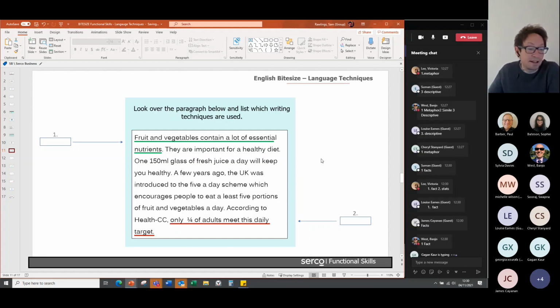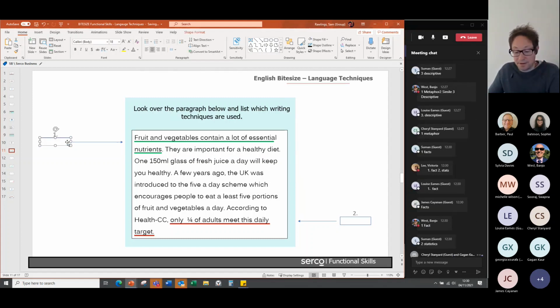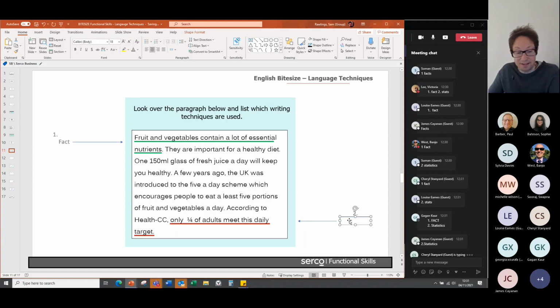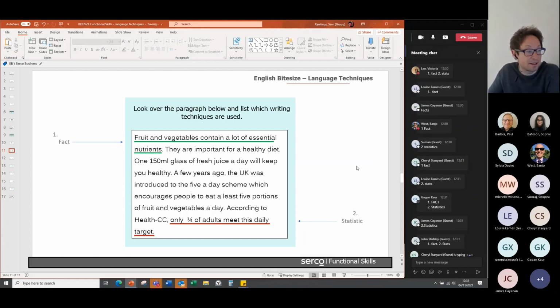But yeah, that looks good. So number 1, fruit and vegetables contain a lot of essential nutrients. Of course, that is a fact. We know that's true. And number 2, we've got a quarter of adults, so we've got a statistic. Good. So there we go.